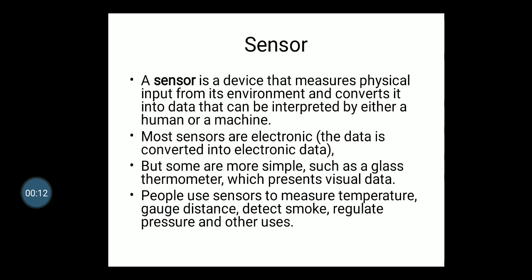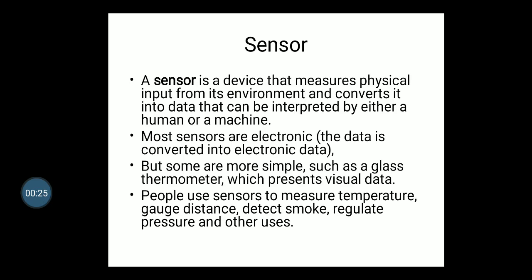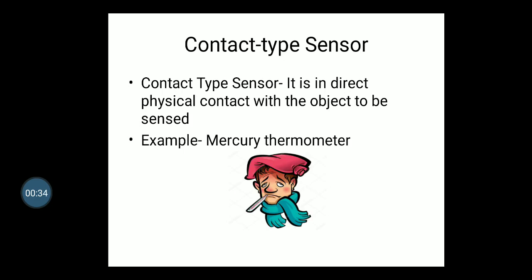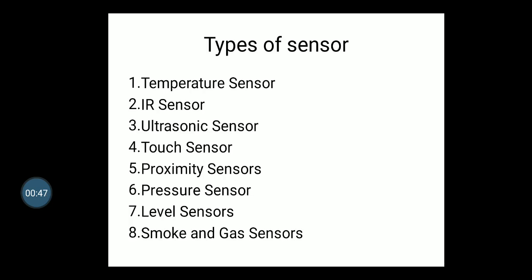So we have done the first video lecture. In that lecture we have seen what is a sensor and what is the need of a sensor. A sensor converts a physical quantity into an electrical quantity, okay? Then we have seen there are two types of sensor: contact type sensor and non-contact type sensor. We have seen the example of the mercury thermometer and the thermal scanner. Then we have seen the types of sensors.